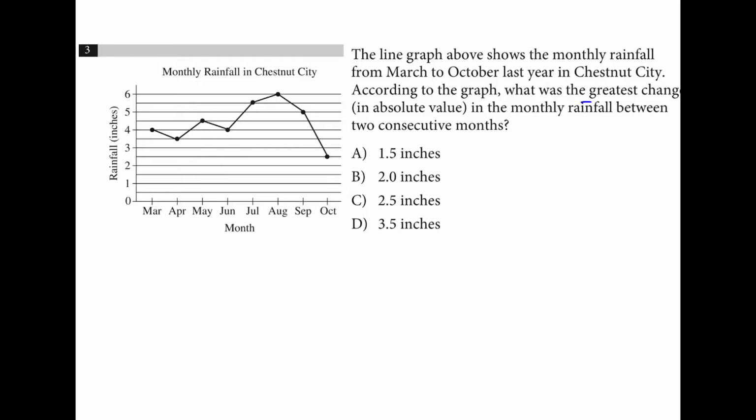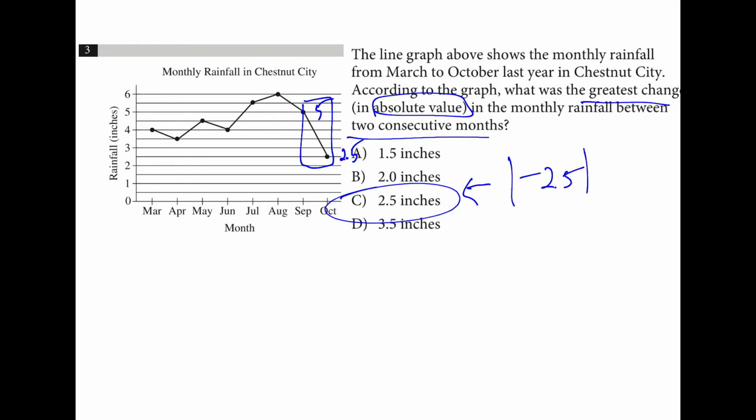According to the graph, what was the greatest change in absolute value, so it could have gone up or down, between 2 consecutive months? So the sharpest increase or decrease apparently is here, and we go from 5 to 2.5. So negative 2.5, if we take the absolute value, comes out as a positive 2.5.